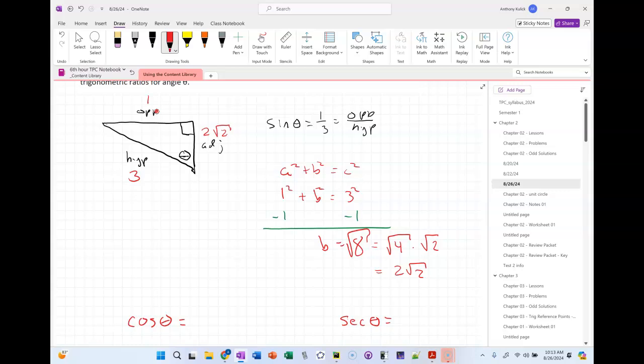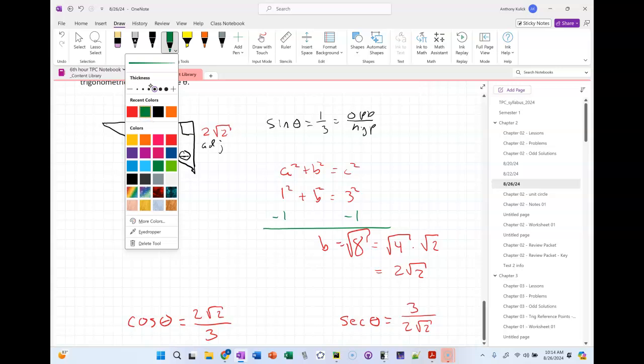Cosine? Adjacent over hypotenuse. Oh, yeah. Great. And what's the adjacent? What's the hypotenuse in this problem? 2 square root 2 over 3. Great. And that's fine the way it is, correct? Mm-hmm. What's secant going to be then? 3 over 2 square root 2.